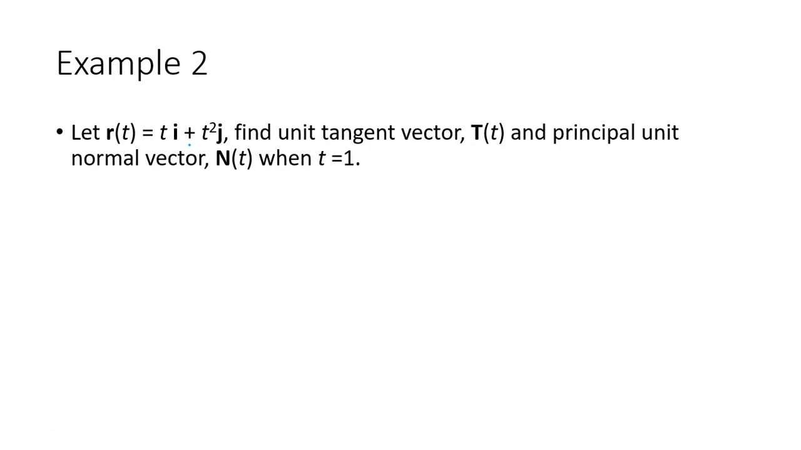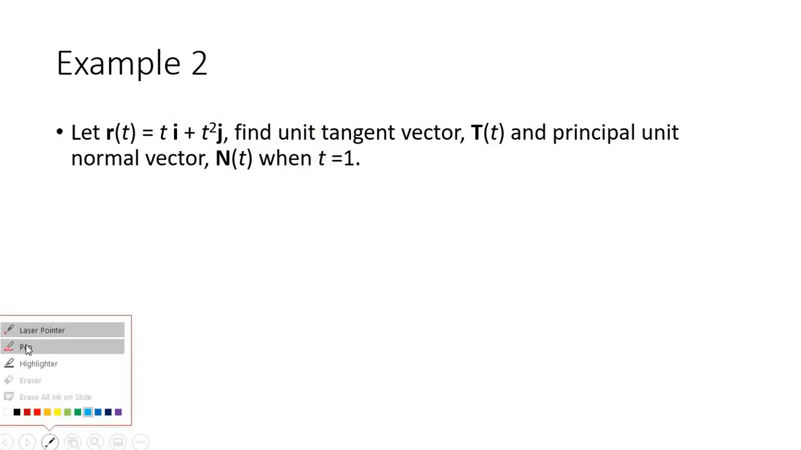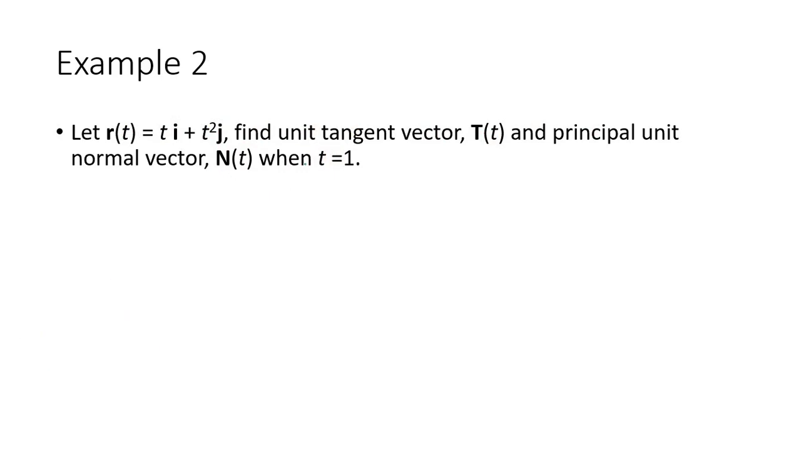Example: let the vector-valued function r(t) equal t i plus t squared j. Find the unit tangent vector T(t) and principal unit normal vector N(t) when t equals 1. This is similar to just now, only we evaluate it when t equals 1.